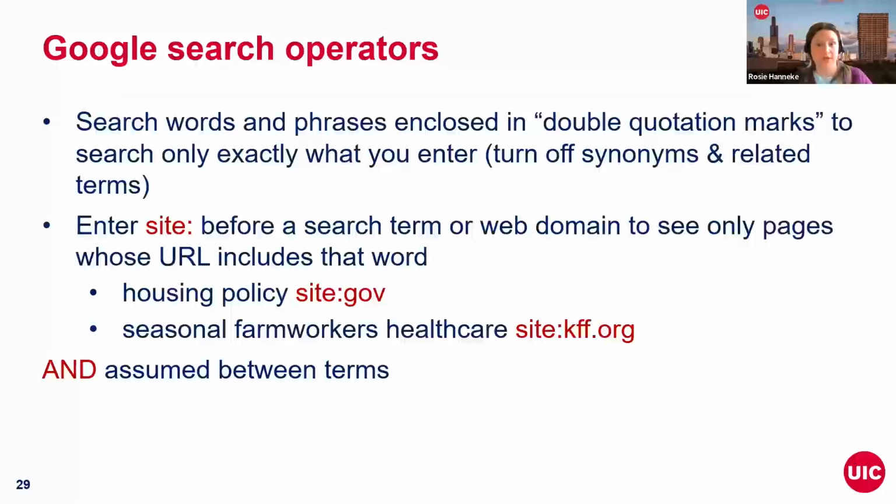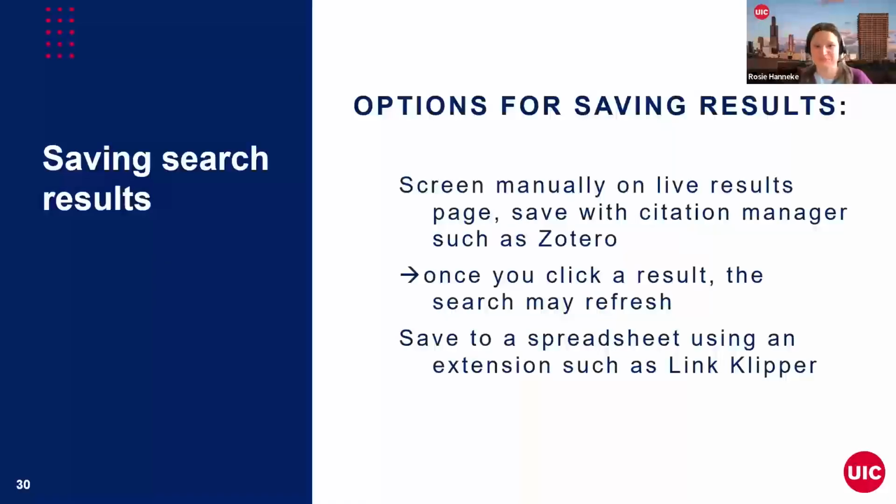And in terms of Boolean operators, if you don't put any terms in between your search terms, Google will assume AND, meaning it will include all of the terms that you type in. Google does seem to support OR. So if you put OR in between two terms, it will search for one or the other or both. But I could not find any official Google guide or documentation that confirmed this. So I didn't put it in the slide, but it does seem to work.